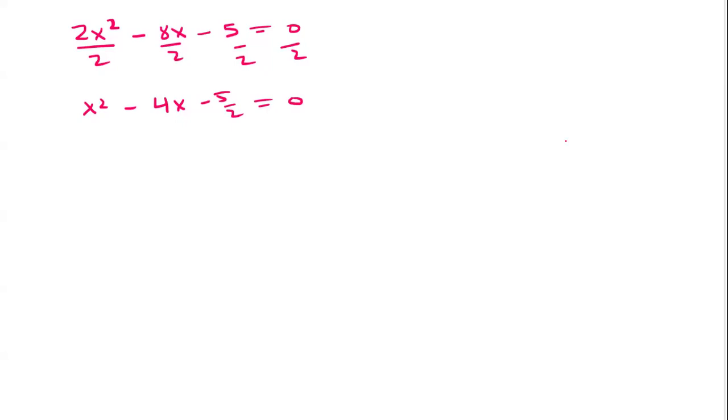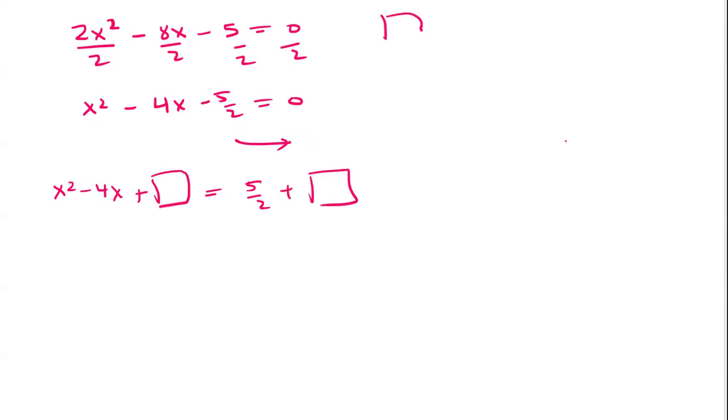So again, the first thing we need to do here after we divide by 2 is we move the negative 5 over 2 to the right, correct? So we move that to the right, and so that gives us x squared minus 4x equals 5 over 2. Then we're going to add our boxes, okay? And then remember in the box, we use b over 2 square, okay?